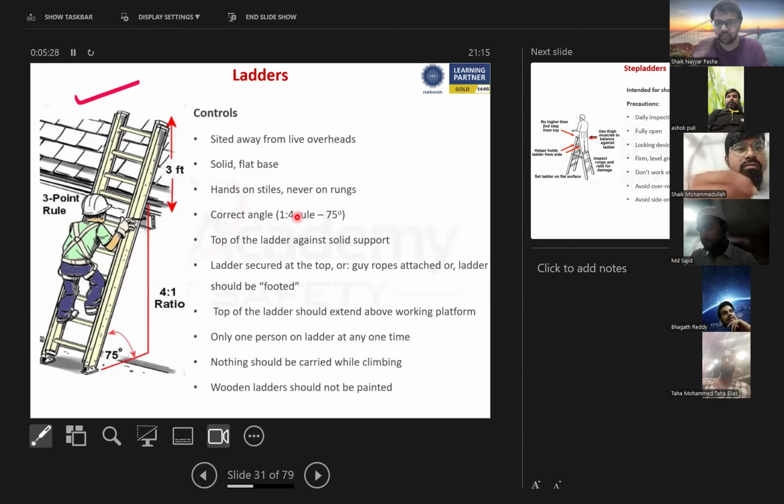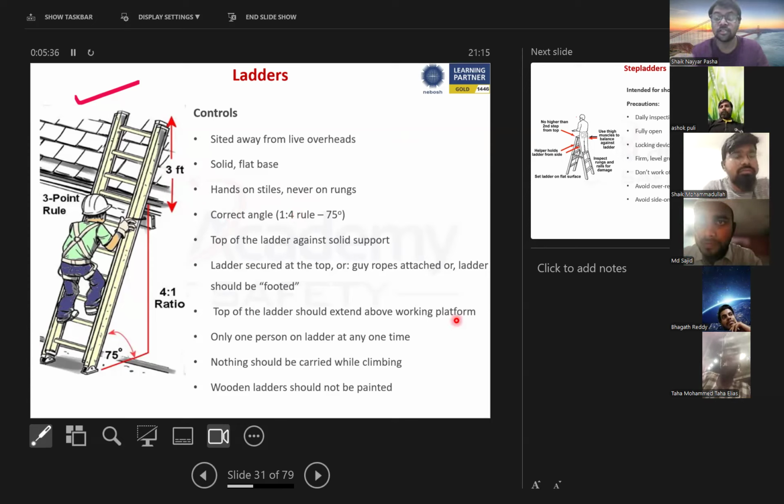Ladder should be secured at the top, guy ropes attached, and at the bottom, the ladder should be properly footed. Top of the ladder should be extended at least 3 feet or 4 rungs above the working platform. Only one person, nothing should be carried while climbing. Wooden ladder should not be painted, and never work on ladders in extreme weather conditions. These precautions should be taken to minimize the risk associated with ladders. Are we clear?